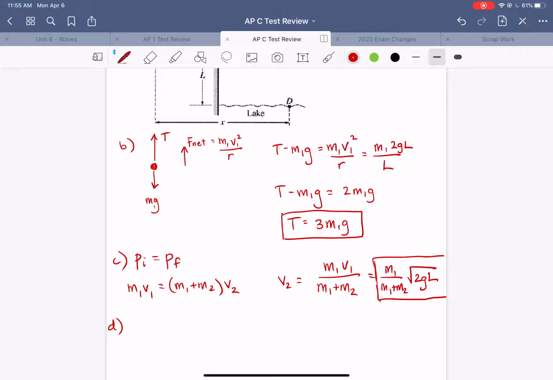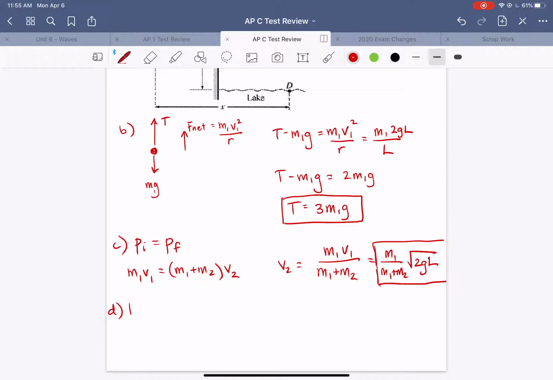Part D requires a little bit of calculation. It wants to know the ratio of the kinetic energies before and after the collision. So we have all of the pieces that we need for this part now. We just have to sort of plug everything in. So the initial kinetic energy before the collision, we just have the person with mass m1 in motion. So the kinetic energy will be 1/2 m1 v1 squared. And again, if we plug in our answer from part A, v1 squared is 2gL. So our kinetic energy is just going to be m1 times gL.